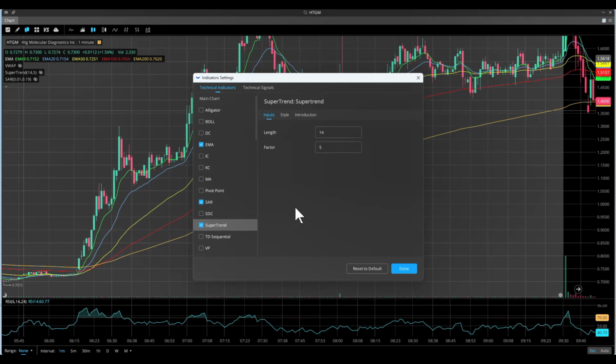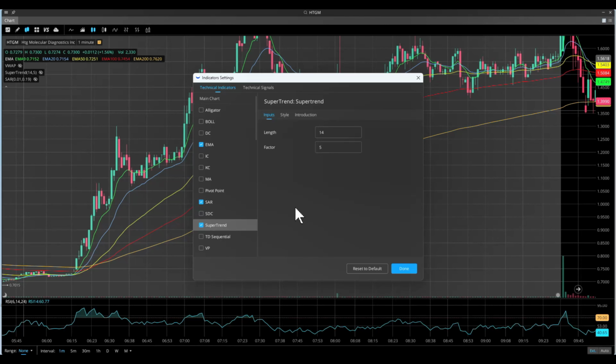The next indicator is going to be super trend. The colors, leave that on default, red, green, red, green. The input, I use length 14, factor 5. I have members in the server that use 10 and 3. It's a little bit tighter tolerance. Either or works really great.